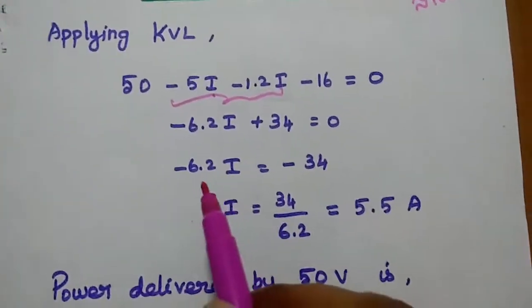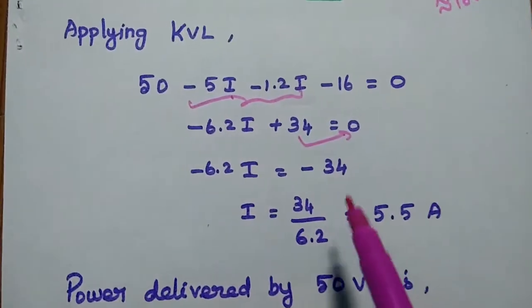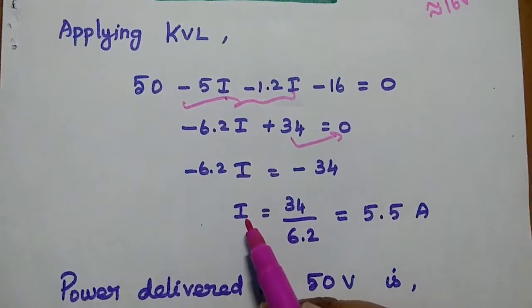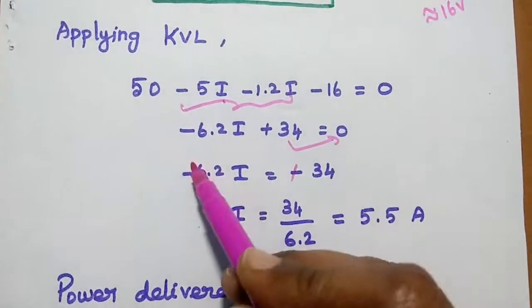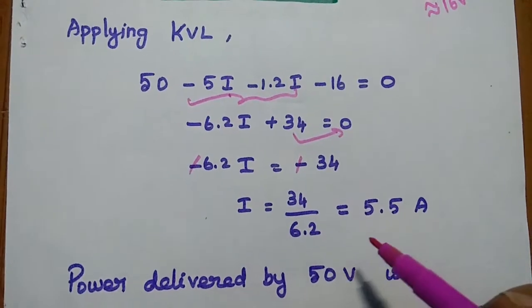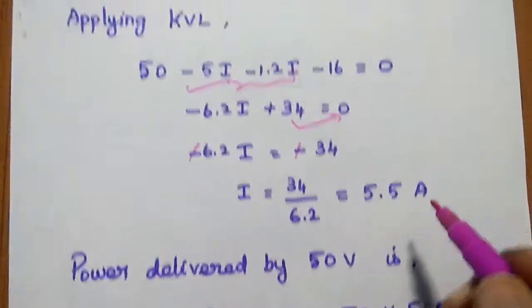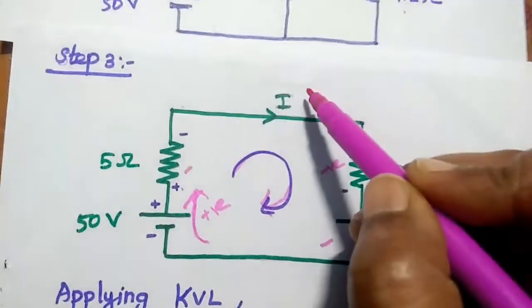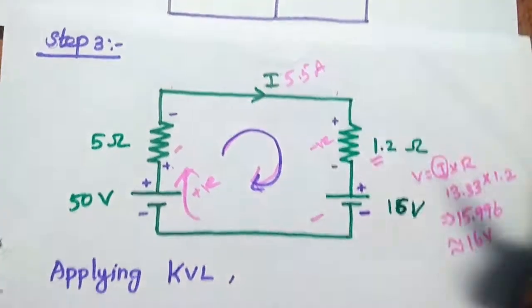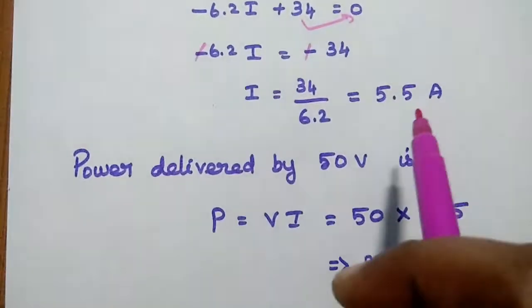In the next step, minus 6.2I, and we can take this value to the right hand side, so minus 34, and then minus minus cancel. I is equal to what? 34 divided by 6.2, that is equal to 5.5 amps. So this is the current flowing through this. So 5.5 amps. Okay. So now we have the current value as 5.5.